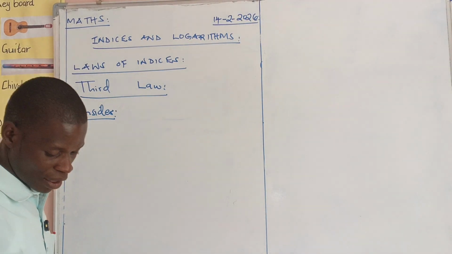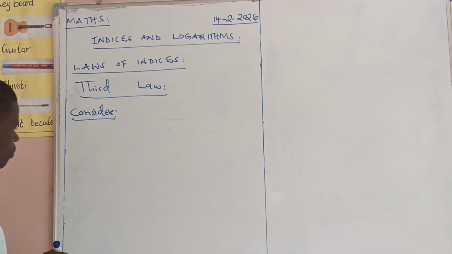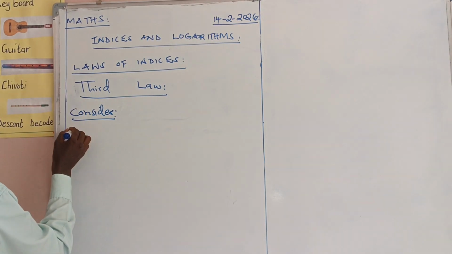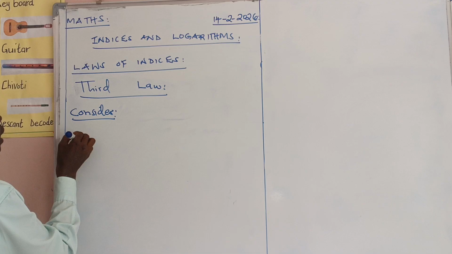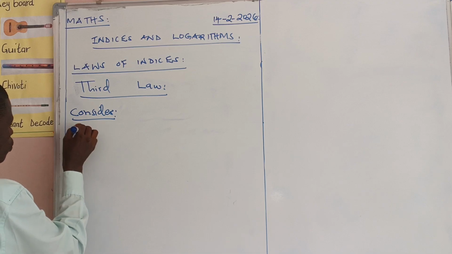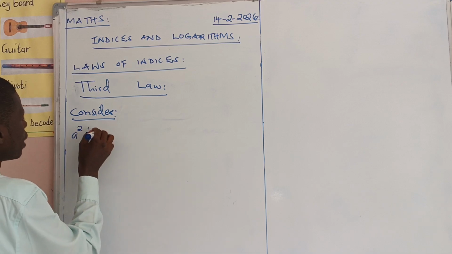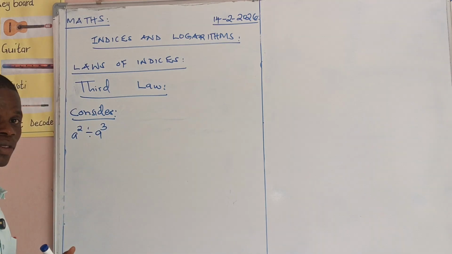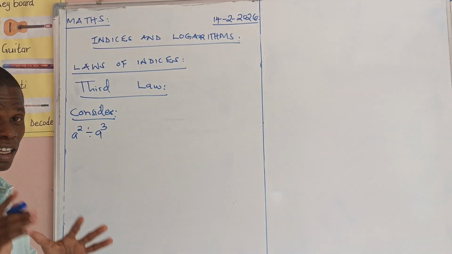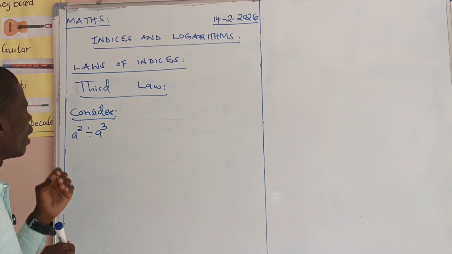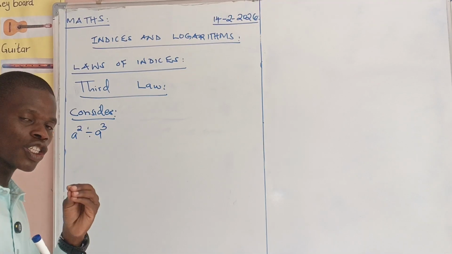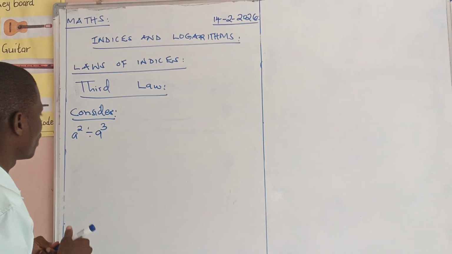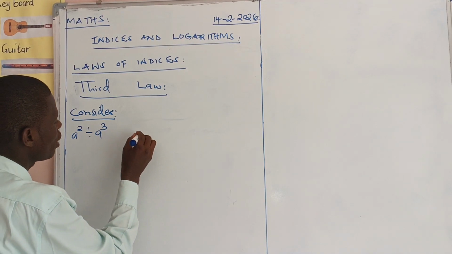Now, negative indices. Let us consider now a raised to power 2 divided by a raised to power 3. Remember, negative indices: a raised to power 2 divided by a raised to power 3. How are we going to solve this? No headache. Solution.